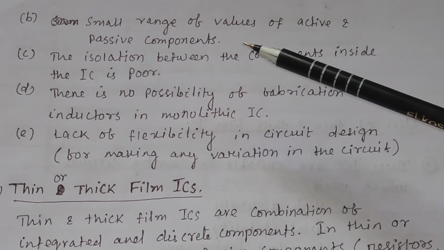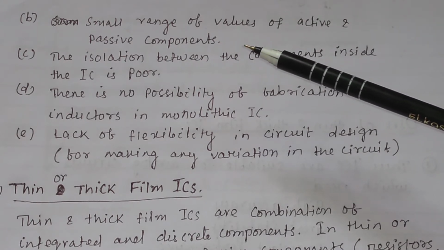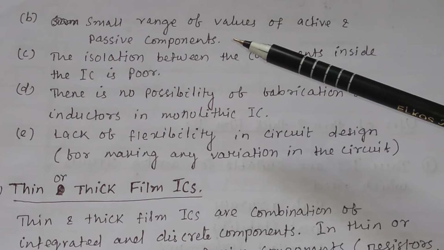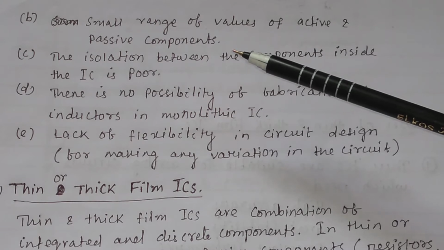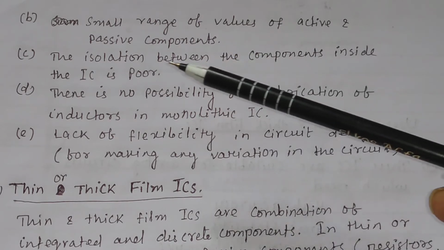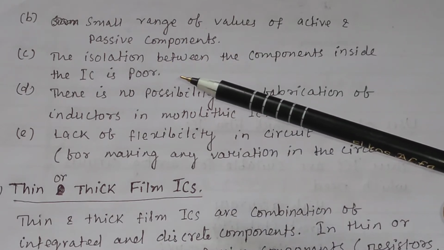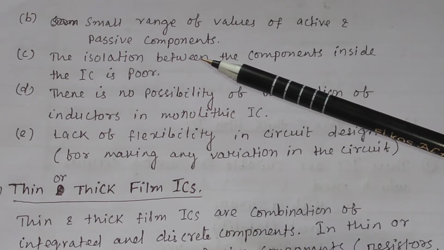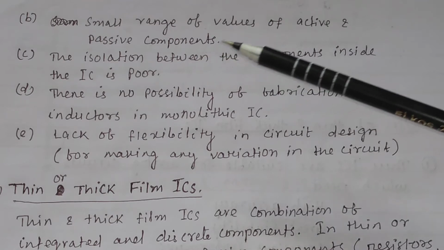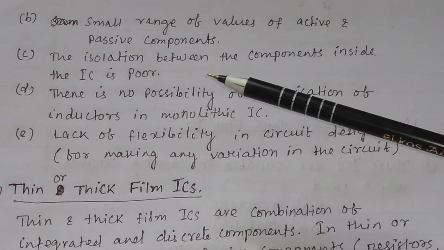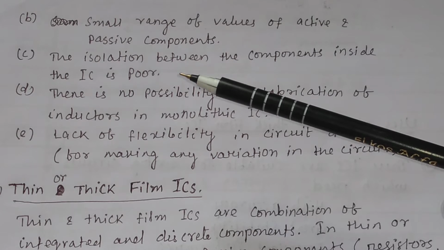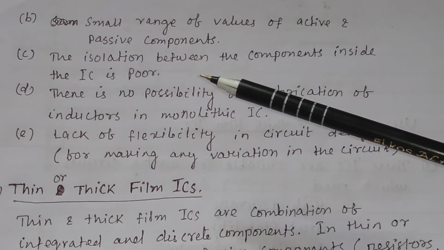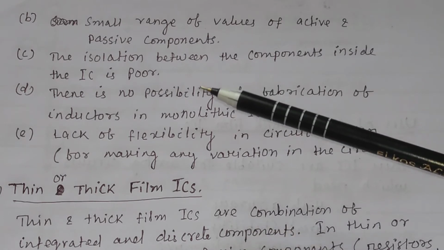Number two, small range of values of active and passive components. The range of values of the active and passive components in monolithic IC is very small. And number three, the isolation between the components inside the IC is poor because the monolithic IC is a small chip. You will not get much space to keep the components isolated. So the isolation between the components inside the IC is very poor.